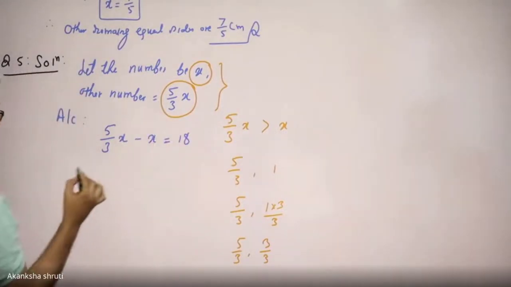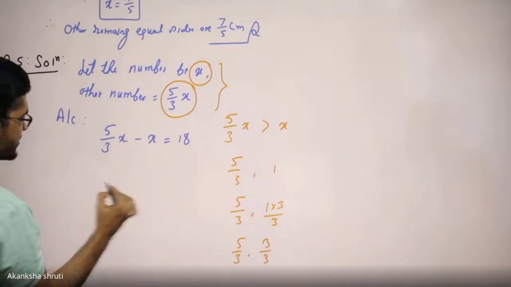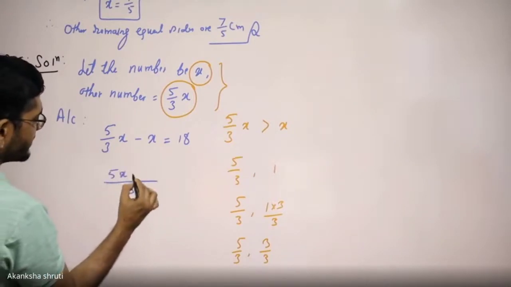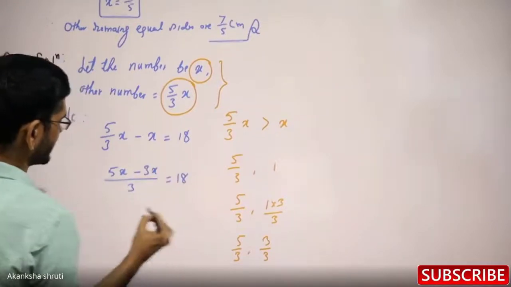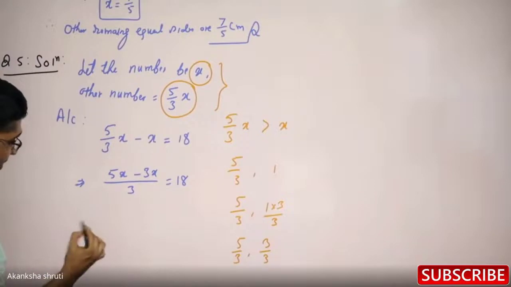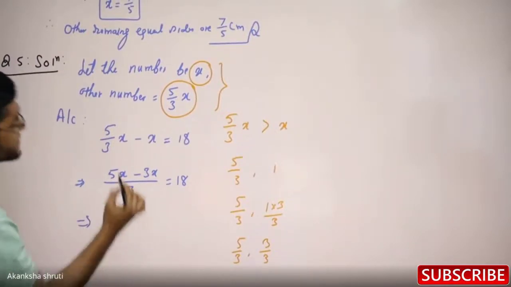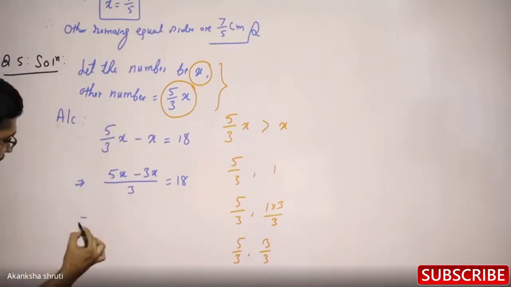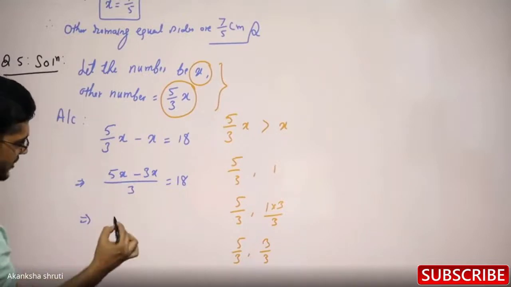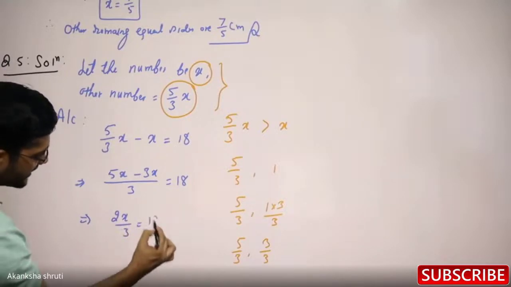Which is in the question. Now this x has the denominator 3, but this x has the denominator 1. So take the common denominator. It becomes 5x minus 3x, equals 18. Now we can go for the cross multiplication. 5x minus 3x, directly we can write in the numerator as 2x. So this implies 2x by 3 is equal to 18.